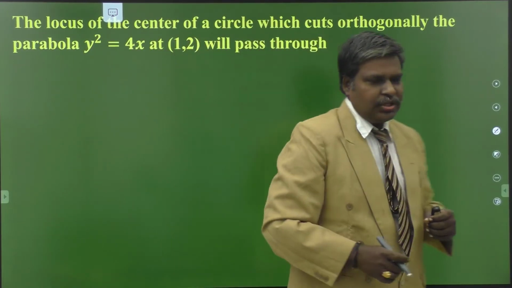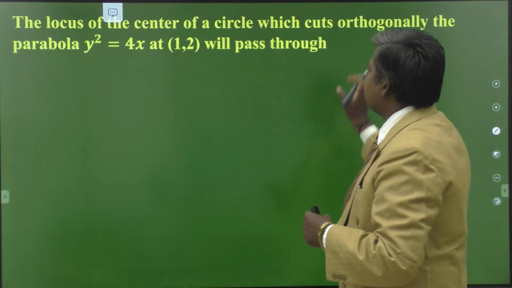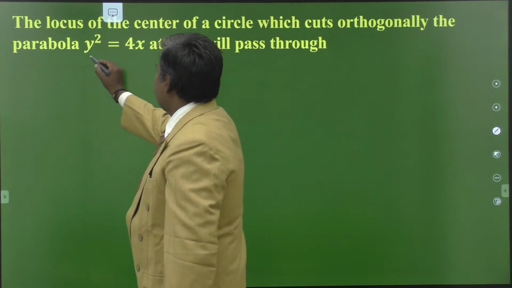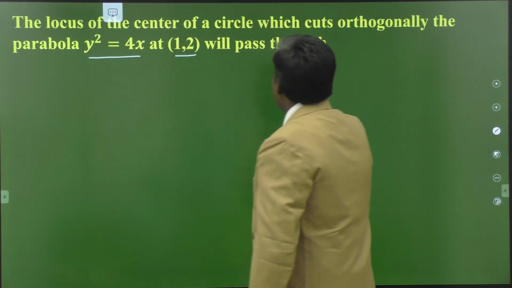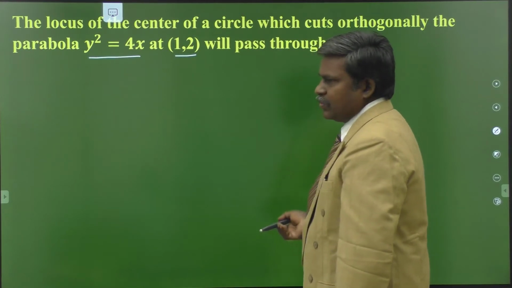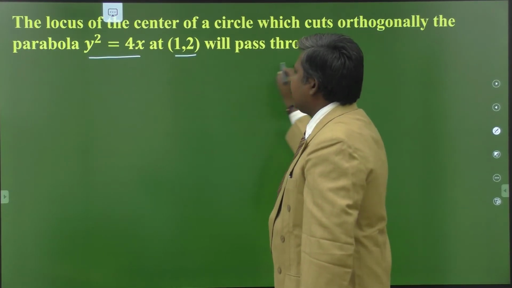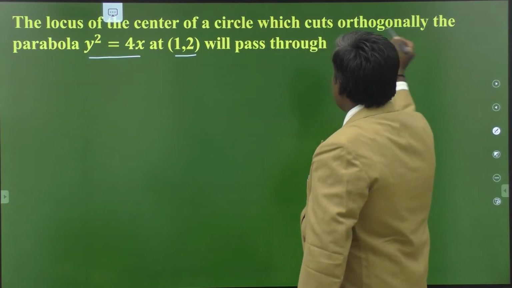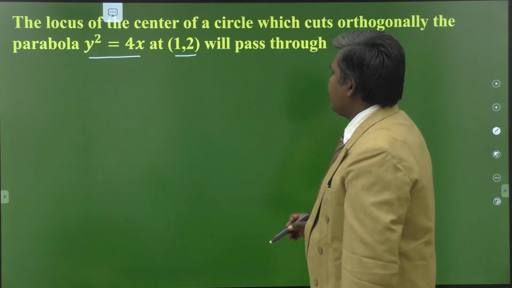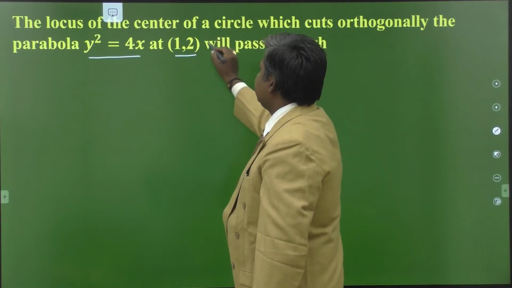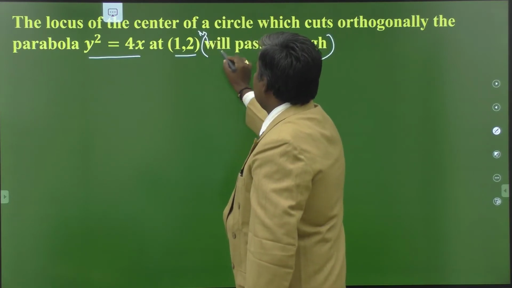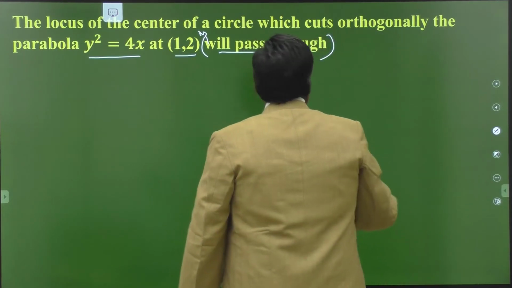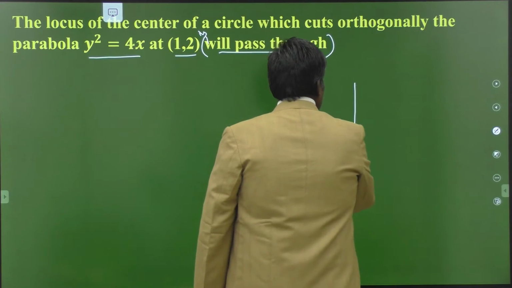See here, this is the question. The locus of the center of a circle which cuts orthogonally the parabola y square is equal to 4x at the point 1 comma 2 will be passing through what? Will be passing through means you have to give the options. So we convert this problem as the locus of the center of a circle which cuts orthogonally the parabola y square equal to 4ax at 1 comma 2. If you get the locus, you can verify what it is passing through. Understand? So this is the parabola y square is equal to 4x.